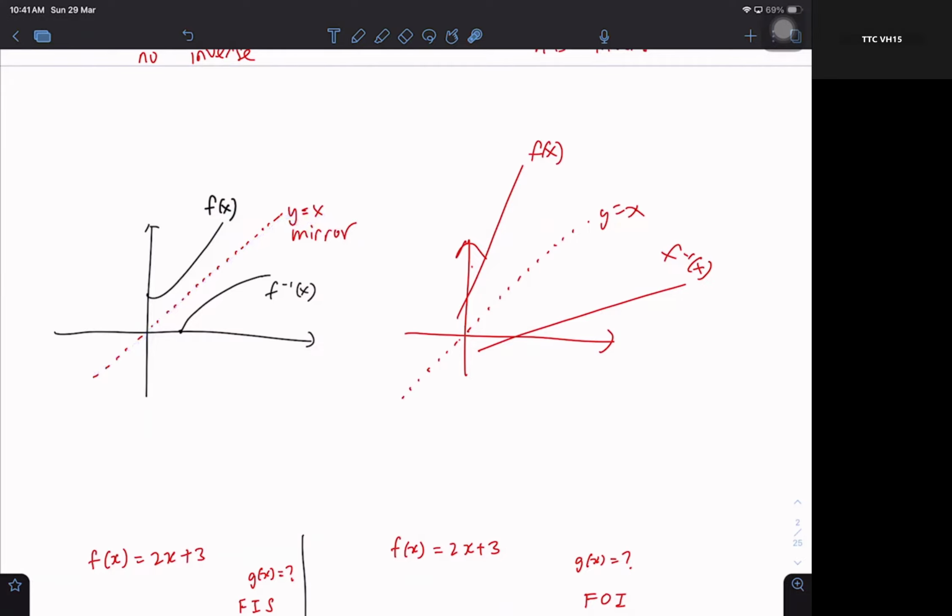And then what you do, you do reflection. Reflection. You see, this is a mirror, right? So the original is like this, so the reflection is like this.